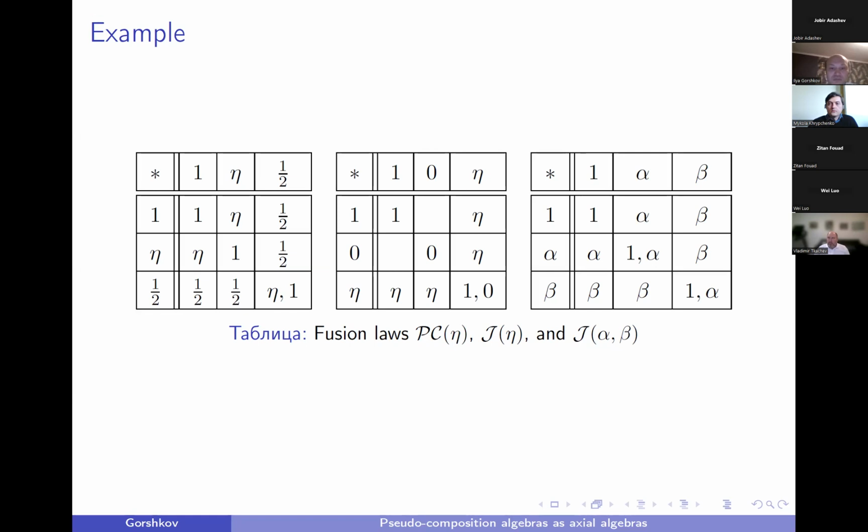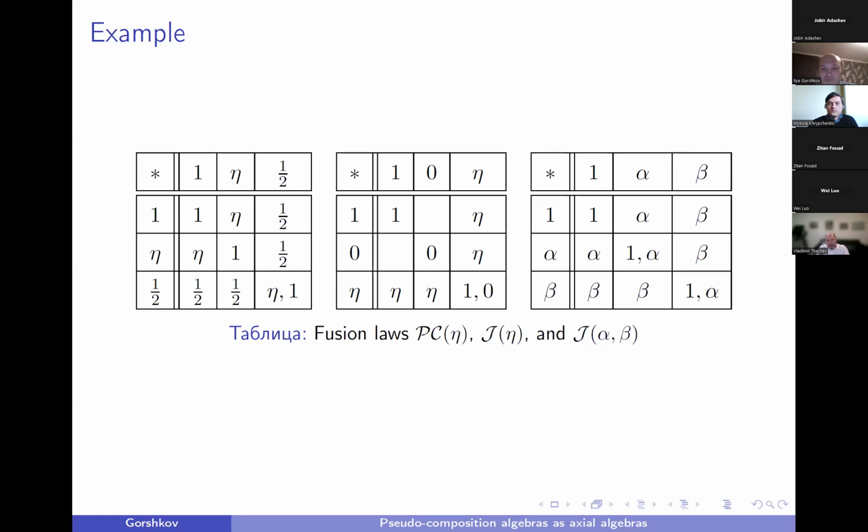Next, the second fusion table is a Jordan type fusion table. We see that here too we have only three elements, 1, 0, and eta, and at the intersection of 1 and 0 we see the empty set. It signifies that 1 cross 0 is equal to the empty set.